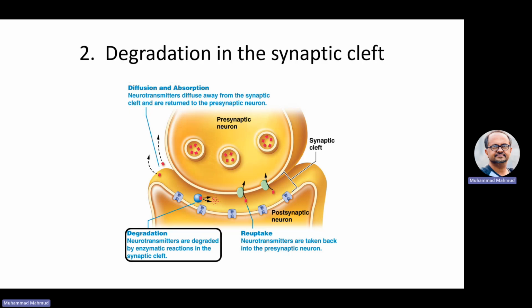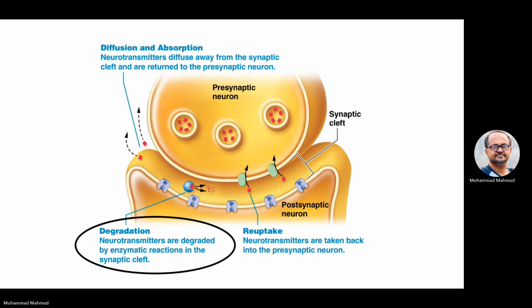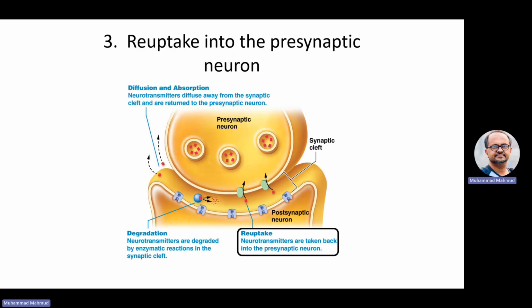Second thing is the degradation. There can be some enzymes in that area, which will degrade these neurotransmitters. So degradation in the synaptic cleft. Thirdly, that will be this reuptake into presynaptic neuron. So they are taking it back from where they came from, right?